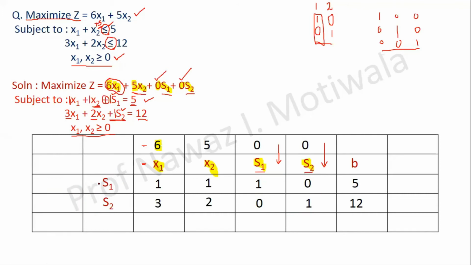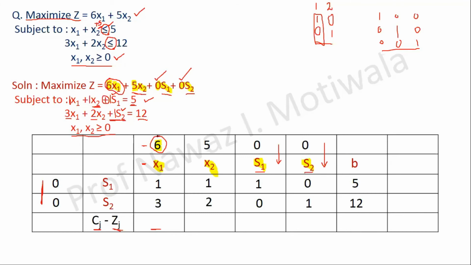Now that we got S1 and S2 as my basic variables, what we have to do is write their coefficients in this particular column. And what are the coefficients? The coefficients of S1 and S2 are 0 and 0, so I will write down 0 and 0 here. Next step is to compute the Cj minus Zj value. Now what is Cj minus Zj? For this particular column, I have to write the answer in the first column. So what will be Cj? My Cj will be this particular value, that is 6 directly.